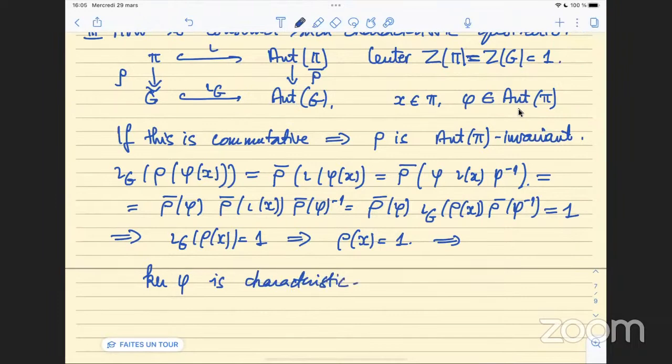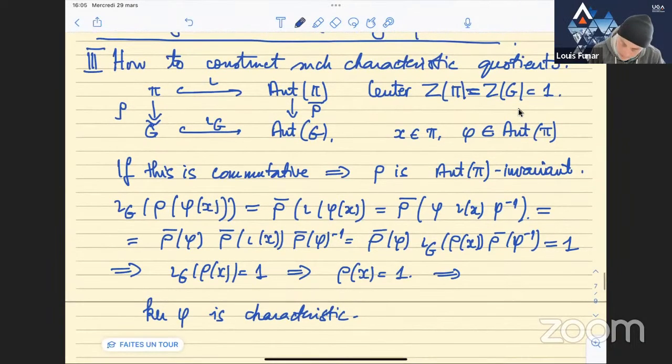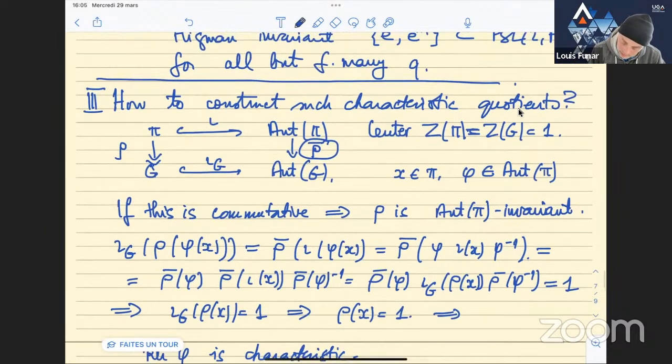Sorry, rho bar, what does it mean? Rho bar is this one around here. Okay, I see.